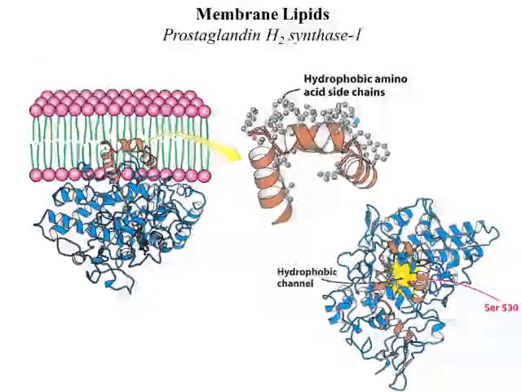Okay? As a matter of fact, salicylic acid, part of the aspirin, is used to inhibit the function of this protein in order to reduce headache, or prostaglandin exclusively.